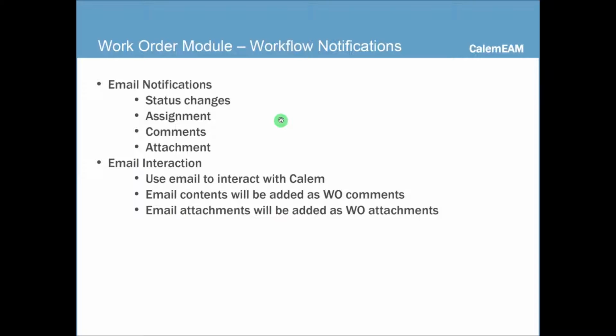Work order email notifications are sent whenever a status is changed. You can decide which statuses to turn on and who to notify, when a work order is assigned, and when comments or attachments are added to the work order. You can also interact with a work order by email. You can just reply to the email, and you can also include attachments that would be added to the work order as attachments. Your email text would be added as work order comments.